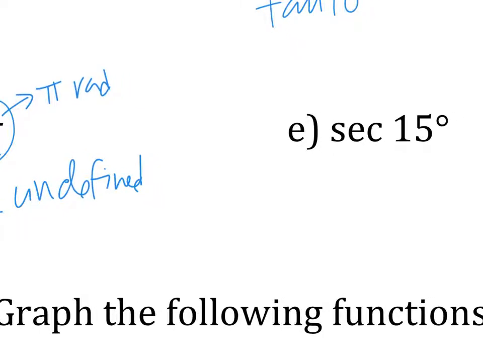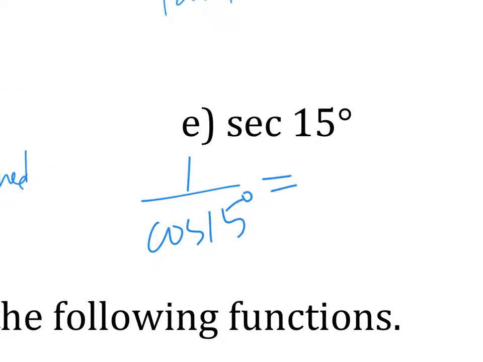Last one, secant 15 degrees. First of all, there is no secant button, so what should you do? 1 over cosine, good. 1 over cosine 15 degrees. Now you have to change it back into degrees. Make sure you change it back into degrees.